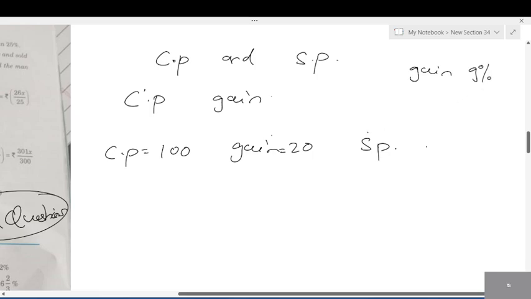First, you'll have to understand these concepts. Only then is it very easy to solve the question. Fine. Cost price is given, gain is given. We need to find the selling price. What is the relation between these three? Which formula do we use?